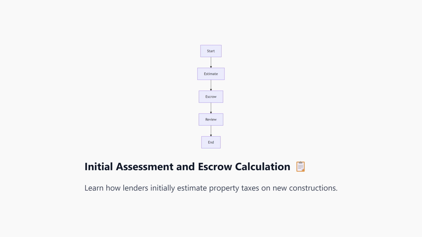In any new construction, the initial assessment and escrow calculation are critical steps. Typically, lenders will make an estimate based on land value and other available data to determine your initial escrow payment. This often leads to an adjustment period once the actual tax assessment is conducted by local authorities.